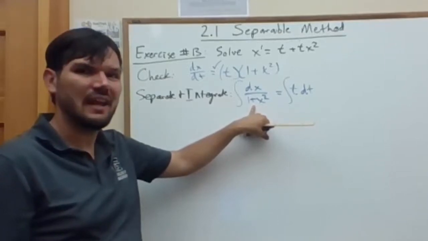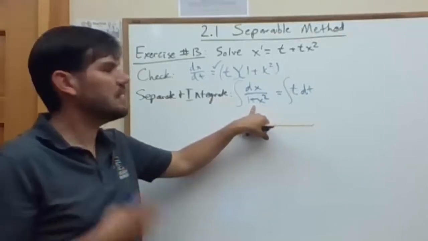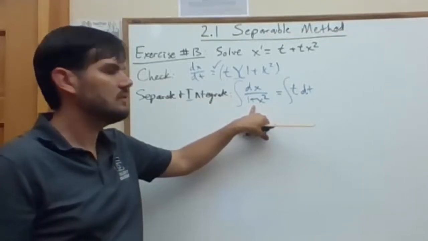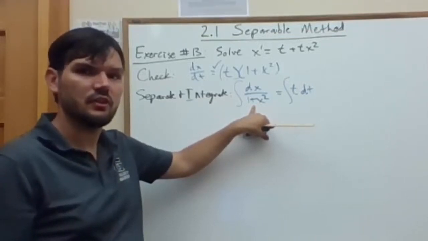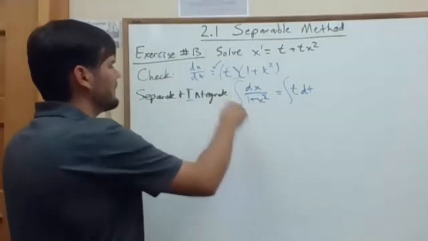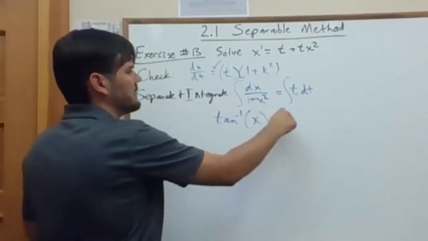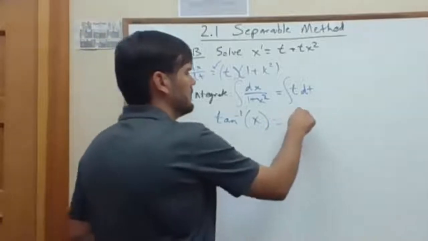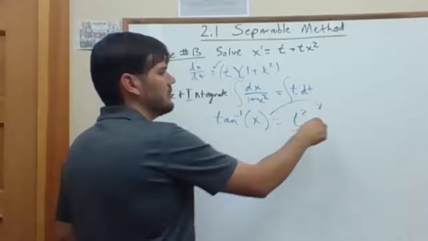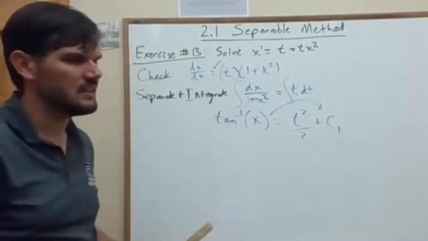In this case, we actually have, going back a little ways, one of the trig integrals. This is the integral that gives the tangent inverse function. So, good review, huh? We end up with the tangent inverse of x equal to t squared over 2. I'm going to send my constant for my first integral over here. So we get C1 is a combination of the two constants. That's an easy way to do it.